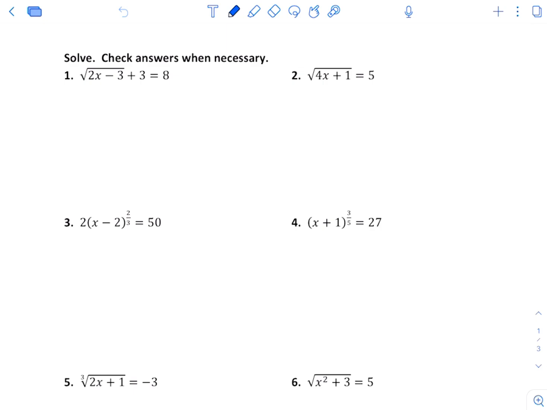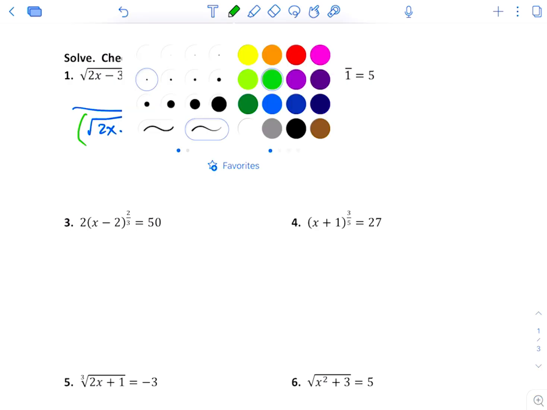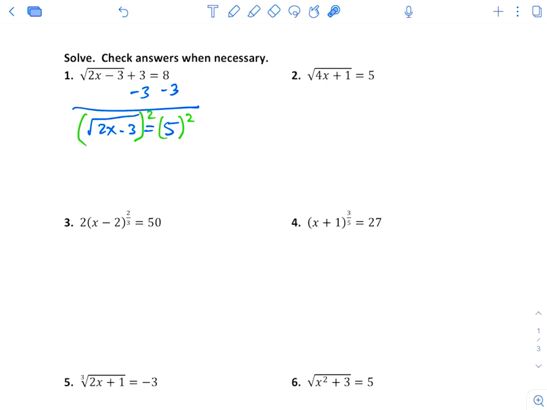So as we look at problem 1, to start with, we need to isolate this radical by moving the 3 over to the other side. So I'm going to subtract the 3. So this will give me the square root of 2x minus 3 equals 5. And then to undo that radical, since it's a square root, that means that I have to square both sides. Okay. So the power and our square root cancel each other out. So we are left with 2x minus 3. And then 5 squared is 25.